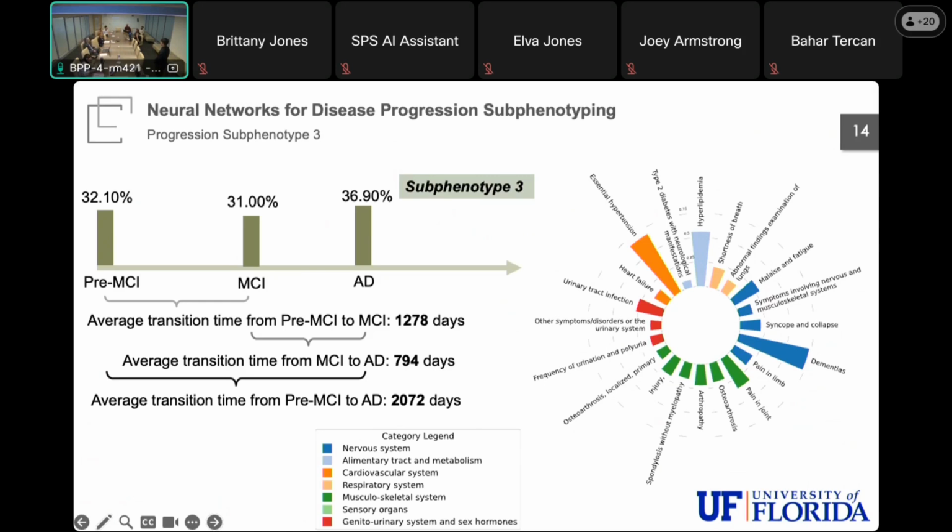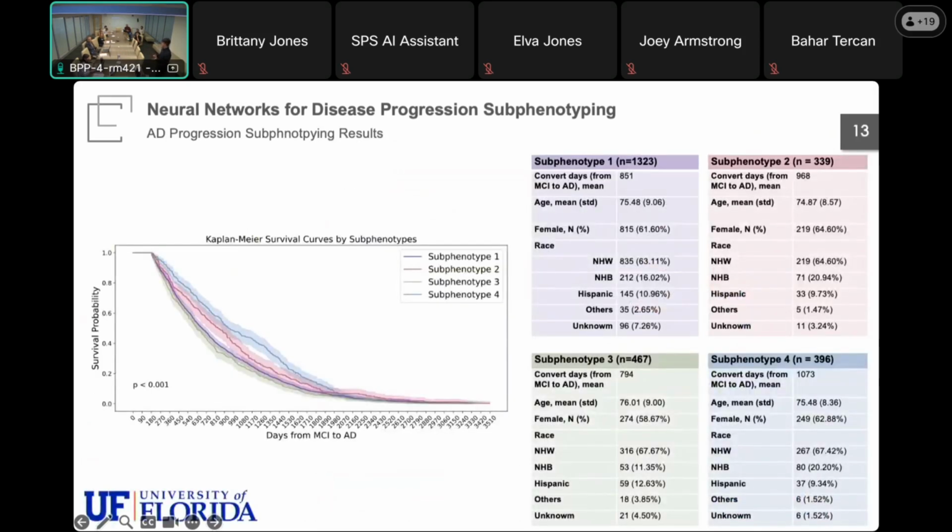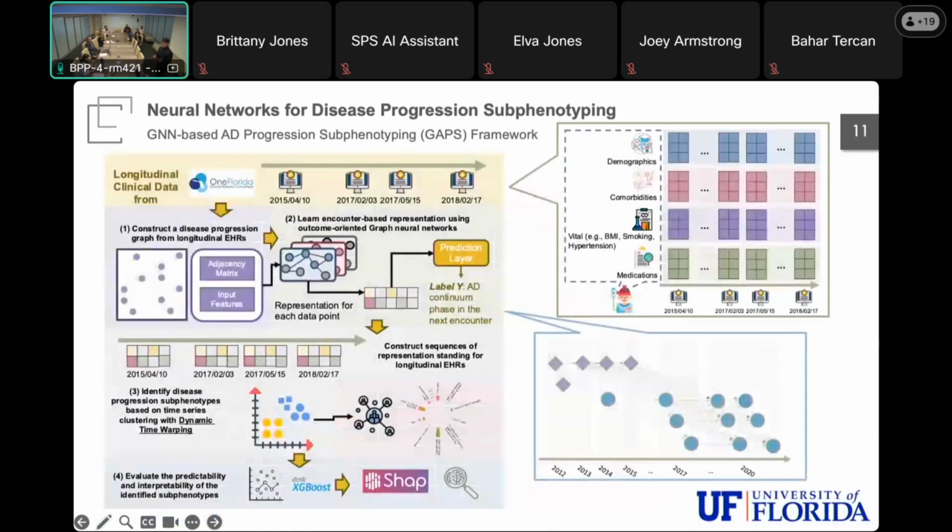UTI, and if someone has decreased cognition, they're less likely to hydrate, which increases the risk of UTI. And related to that, physical activity is also a huge variable that impacts progression from mild cognitive impairment to Alzheimer's disease. So I was wondering if those were input at all into this. And for this study, we don't have the behavioral input. Okay, that's good. We only have the demographic features, comorbidities, and vital information.